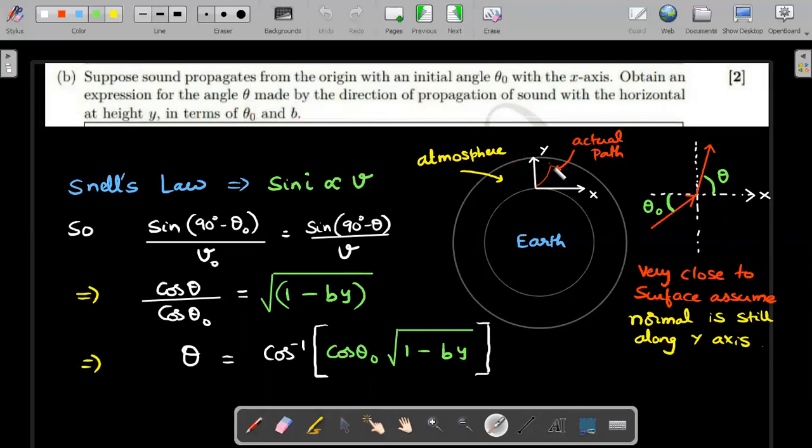So, if you go for higher heights, what actually happens is that the normals you draw, because Snell's law is supposed to be used in this problem, the normal drawn at y equal to 0 and the normal that should be drawn at some y much greater than 0 would actually not be the same, because this is a spherical distribution of atmosphere. Therefore, normals at different places would make a different angle. But in this problem, since you are talking about very close to the Earth's surface, we can safely assume that the normal at different places is still along the y-axis.